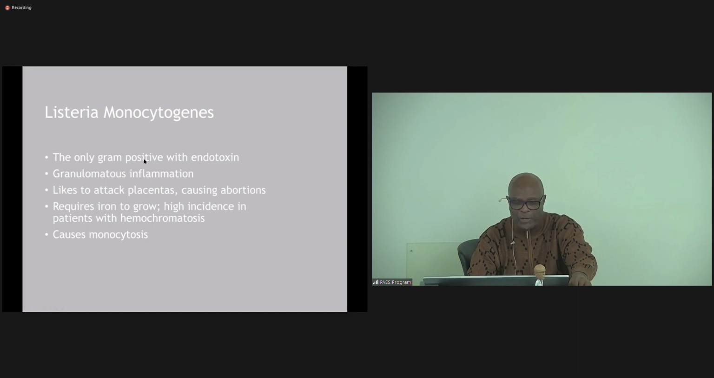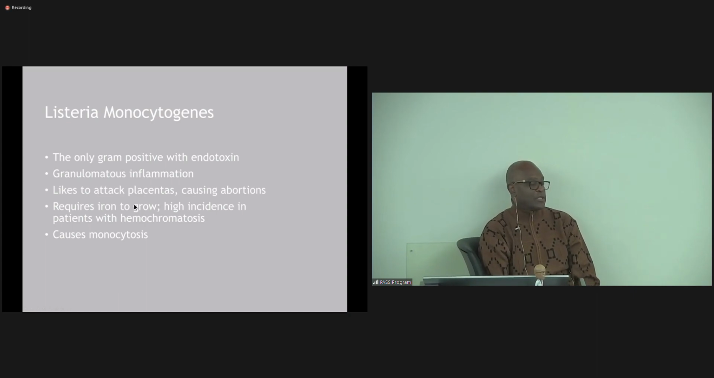It used to be the only gram-positive with endotoxin. Remember, so I've got to erase this whole line. There is no gram-positive endotoxin. They changed it a few years ago. But you get granulomatous inflammation, it loves to attack placentas, causing abortions. So if they've got a mom who ate something, had diarrhea, and then the baby aborted, there's your guy.